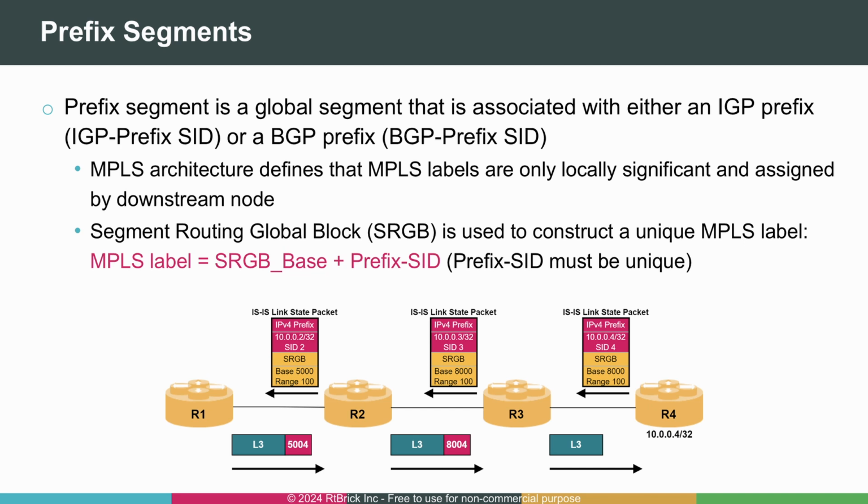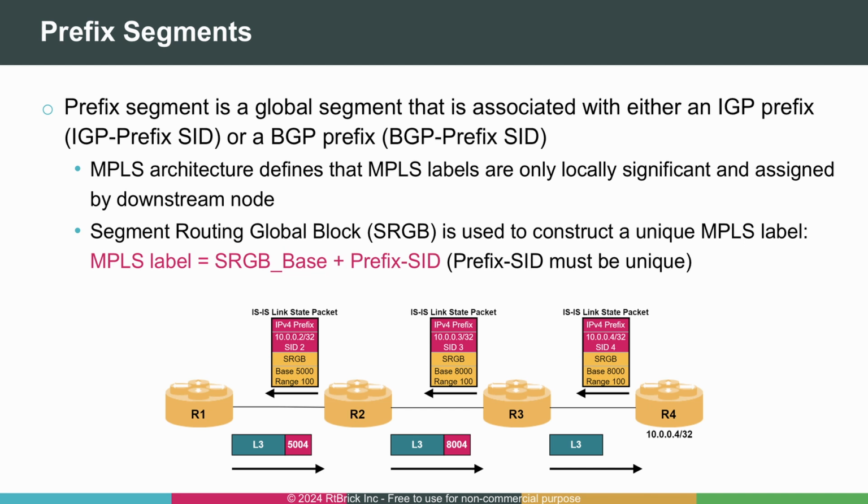In the figure, IS-IS is used to advertise both the SRGB and the prefix SID. Each router generates a link state PDU containing its loopback address and a globally unique prefix SID. Additionally, it advertises its SRGB. While the SRGB is local to each node, it is important to the upstream neighbors, as they use it to construct the outbound label for a given segment. For example, suppose R4 advertises a prefix SID of 4, and R2 advertises an SRGB base of 5000.